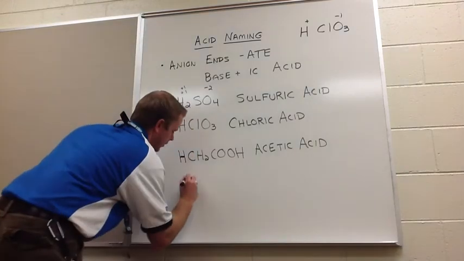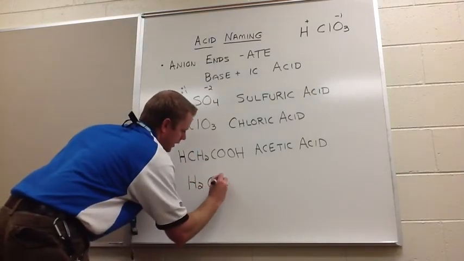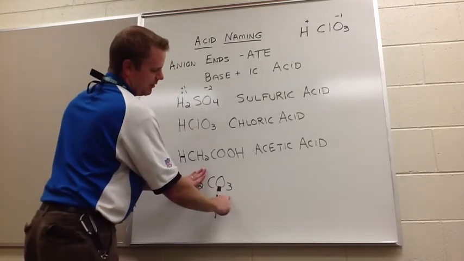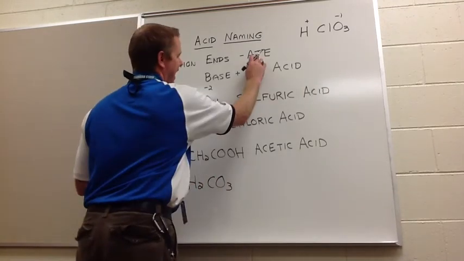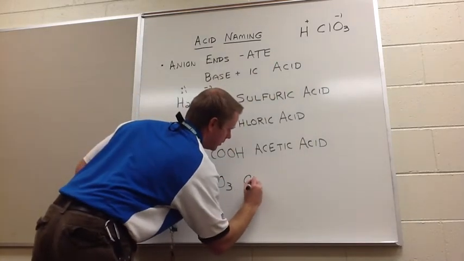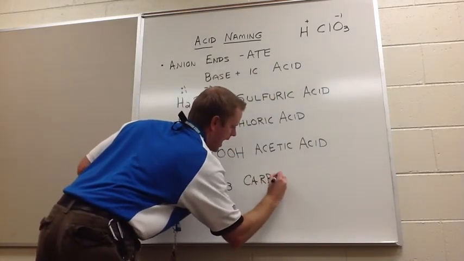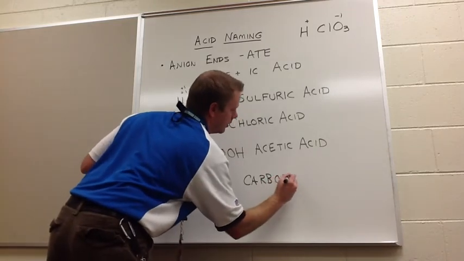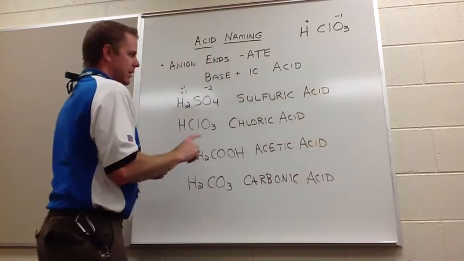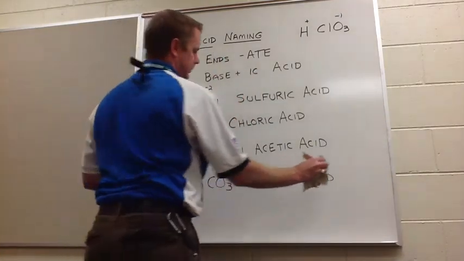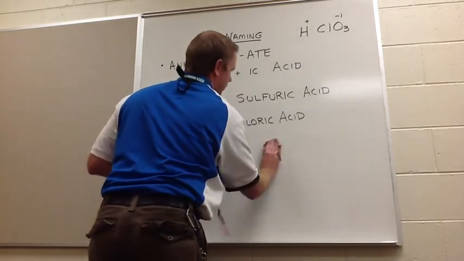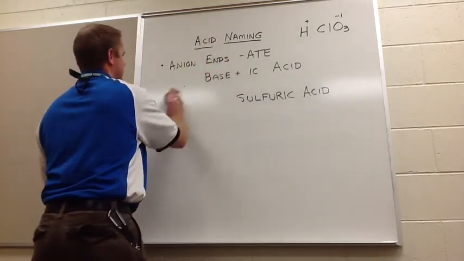And let's do one more. Carbonate. So H2CO3. Cover it up, that's carbonate, CO3. Therefore, it's an ate, base plus ic plus acid. So this becomes carbon, we drop the ate, ic, acid. Now, let me show you the one weird exception. Okay? And it goes all the way back to the beginning. So, one weird exception.